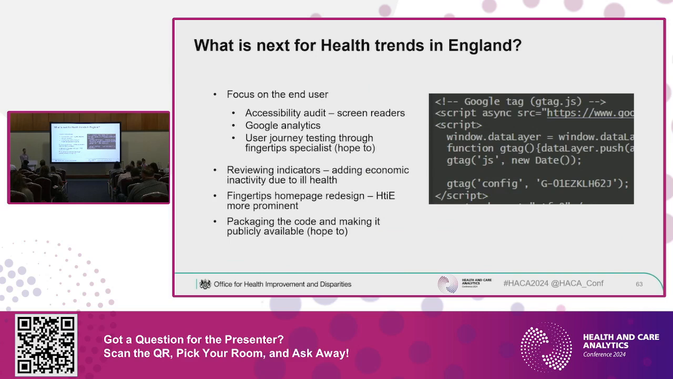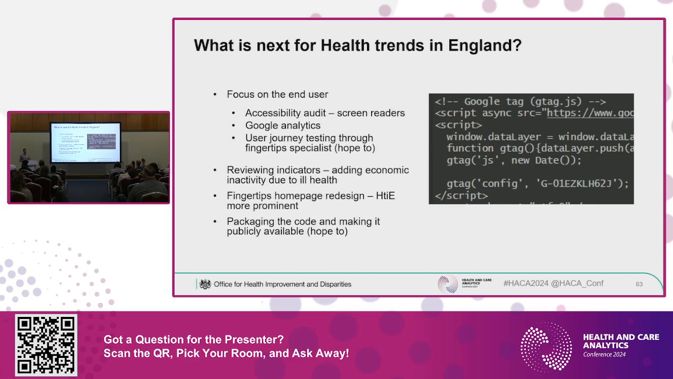We want to do more user work, to make sure the users are getting what they want from it. We'll also do more on accessibility, to make sure that we are meeting all the accessibility criteria that we can. We've added Google Analytics to the site, so we hopefully get more information about who's using it and how they're using it. We're also working closely with some user specialists within the Fingertips team in DHSC. They are on board with helping to establish the user journeys and work out how people are actually behaving when they get into the site.